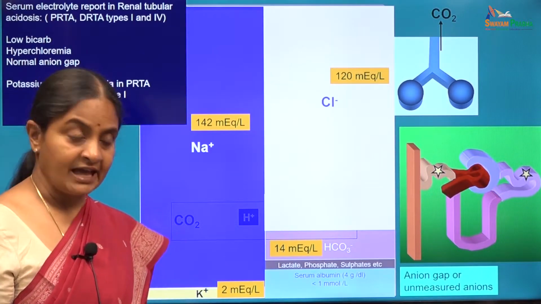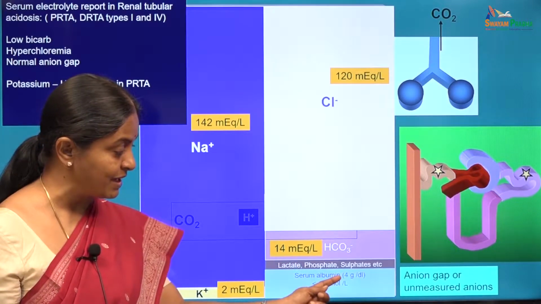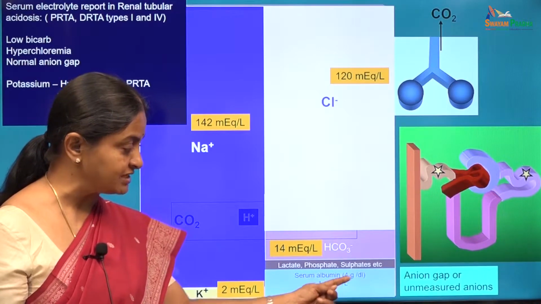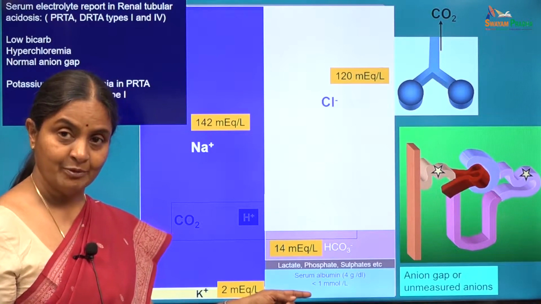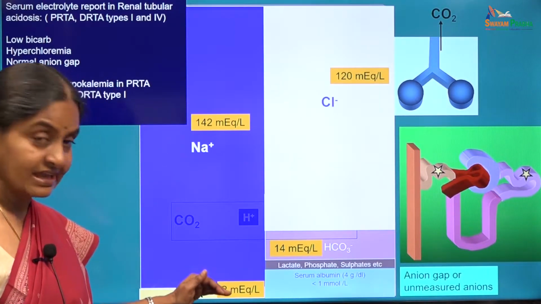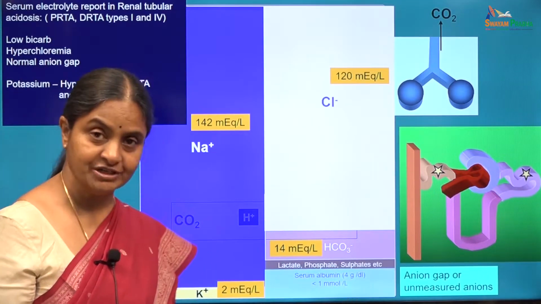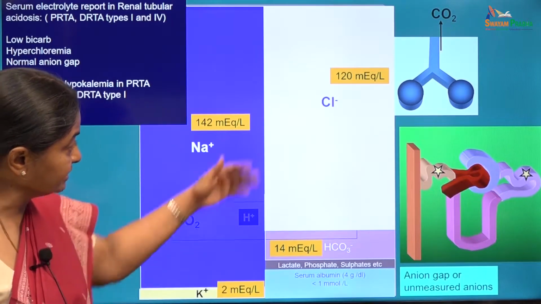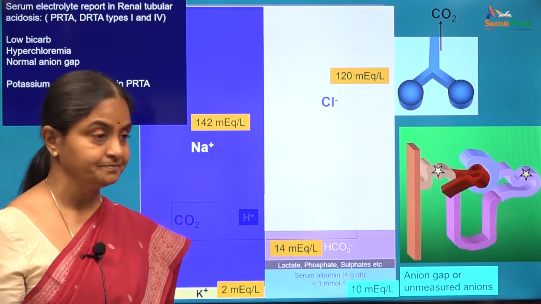And when you calculate the anion gap, because these are normally unmeasured anions, though you measure serum albumin in terms of grams per deciliter, there is no way to estimate the electrolyte contribution due to serum albumin. The only way to calculate this is by totaling the cations and subtracting the measured anions, so that you get the unmeasured anions. When you calculate the anion gap, we have 144 here and 134 here. The anion gap will still be normal.